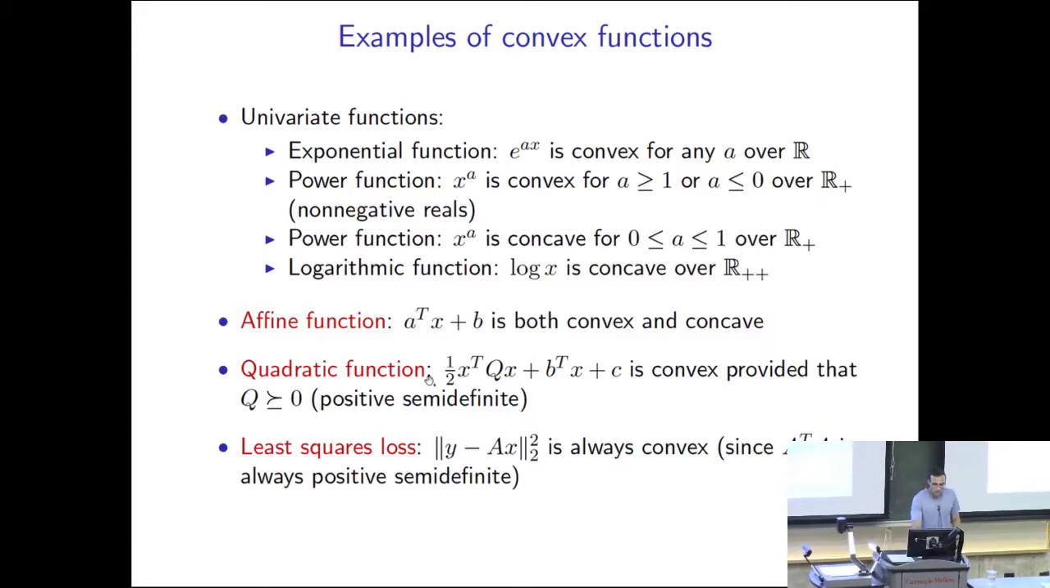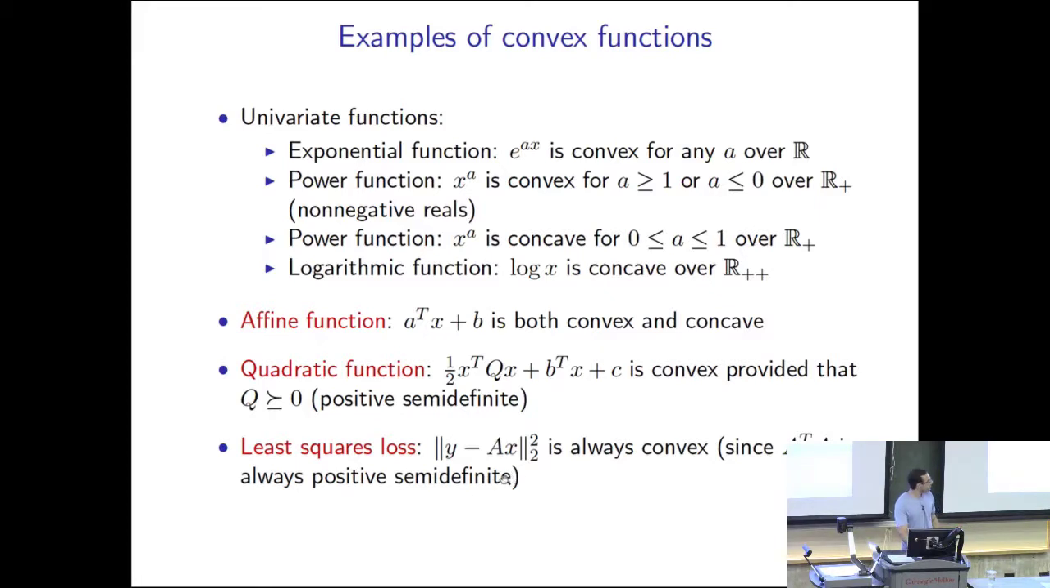A quadratic function, we'll see this a lot. It's convex, provided that this matrix Q, which defines the quadratic, is positive semi-definite. So, all of its eigenvalues are non-negative. So that's an important qualifier. If Q has a negative eigenvalue, it's no longer a convex function.